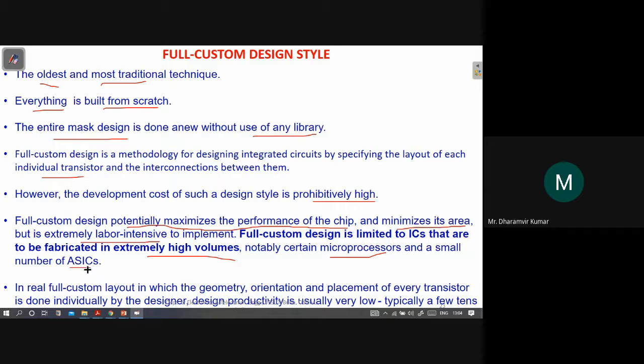ASIC stands for application specific integrated circuits. So the ICs which are particularly useful for a specific application. There may be a kind of IC which is specifically designed for communication purpose. There may be an IC which is specifically designed for some kind of DSP, digital signal processing applications.